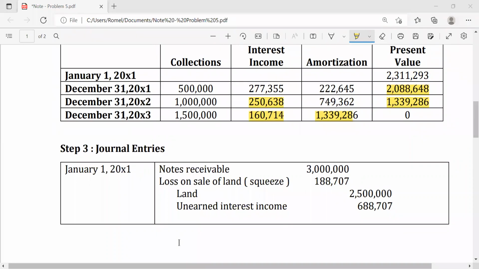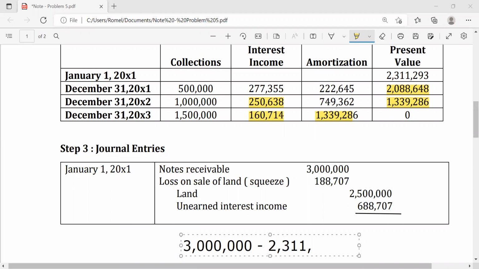So again, yung unearned interest income, paano natin nakuha ang 688,707? This is the difference between 3 million, which is the face amount of the note, minus 2,311,293. Therefore, our unearned interest income is 688,707. So as of the moment, hindi pa nagbabalance ang debit at credit.